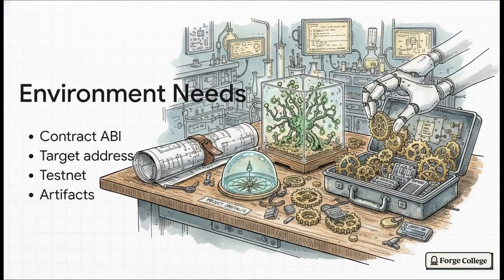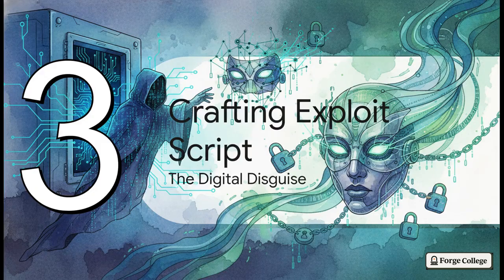To build this replica vault correctly, your environment setup has a few strict absolute must-haves. You need the contract ABI, the target bytecode or address, an isolated testnet, and those reusable artifacts from your previous tests. And, as you'll probably explore in other Forge College learning programs, getting this setup right is completely non-negotiable. It requires exact copies of the contract data. Because think about it, if your replica vault is flawed, your exploit validation is going to be flawed too. Vault is built. Now we need a plan of attack.